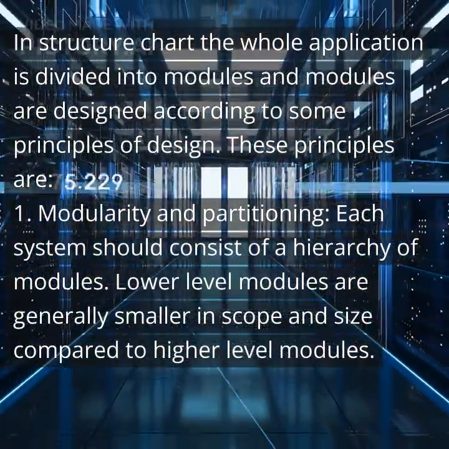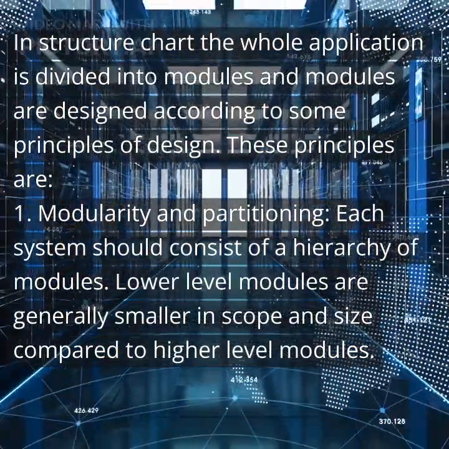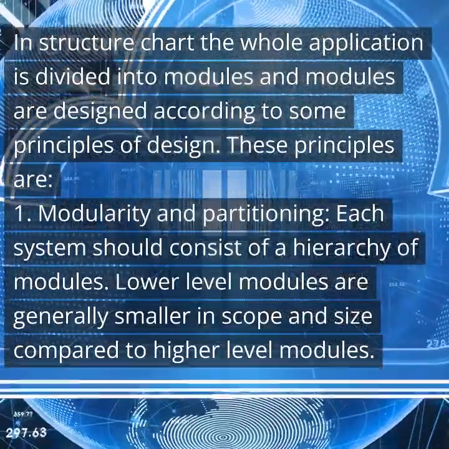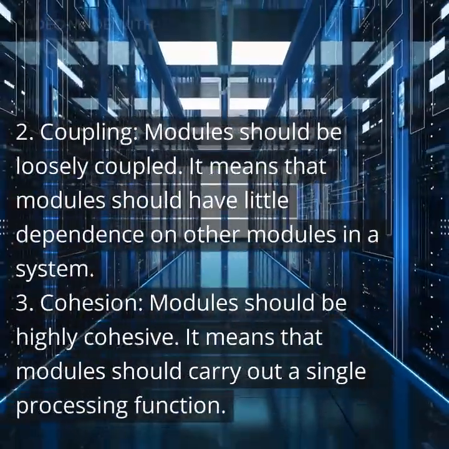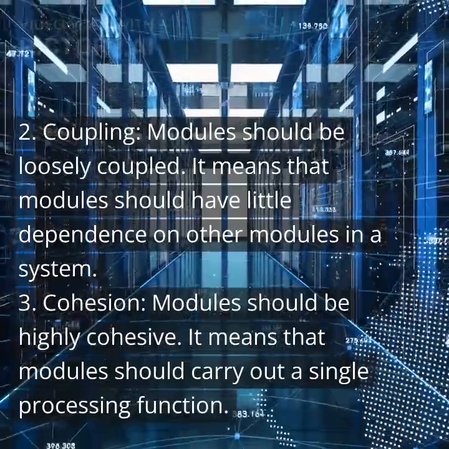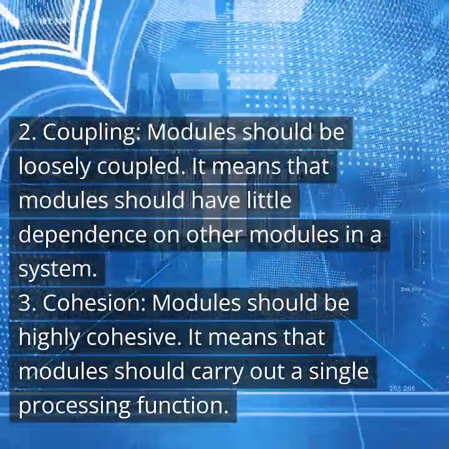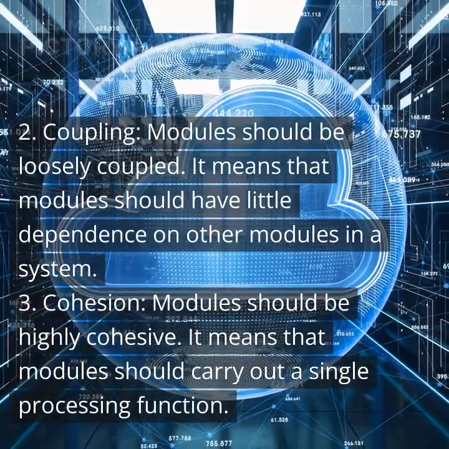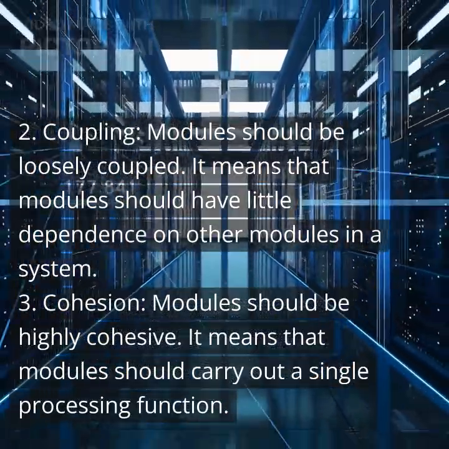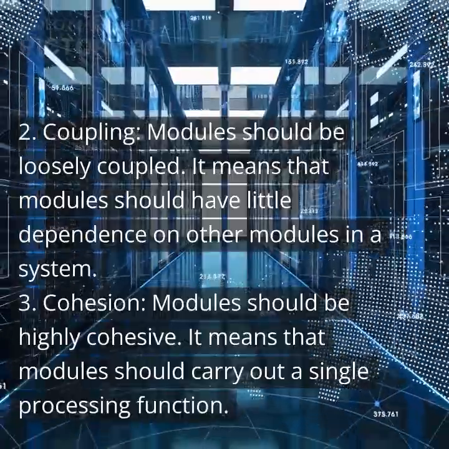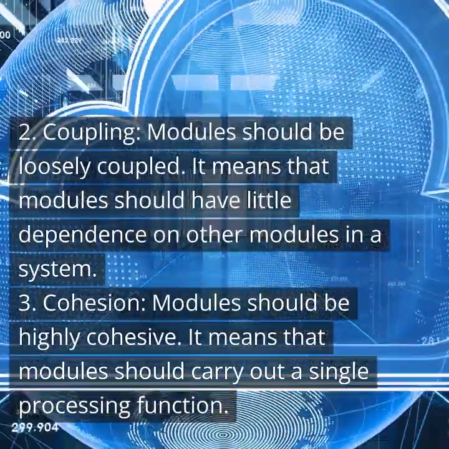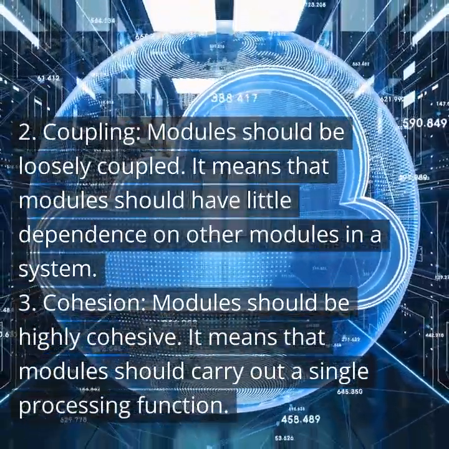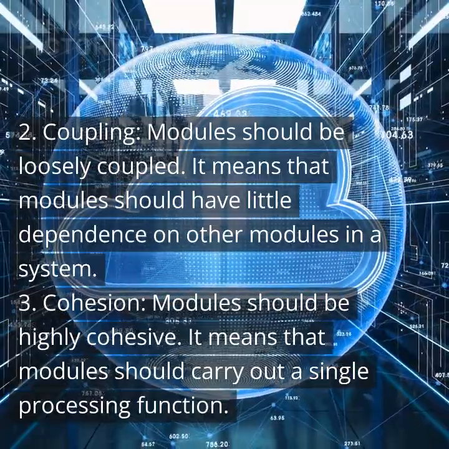Lower-level modules are generally smaller in scope and size compared to higher-level modules. 2. Coupling. Modules should be loosely coupled. It means that modules should have little dependence on other modules in a system. 3. Cohesion. Modules should be highly cohesive. It means that modules should carry out a single processing function.